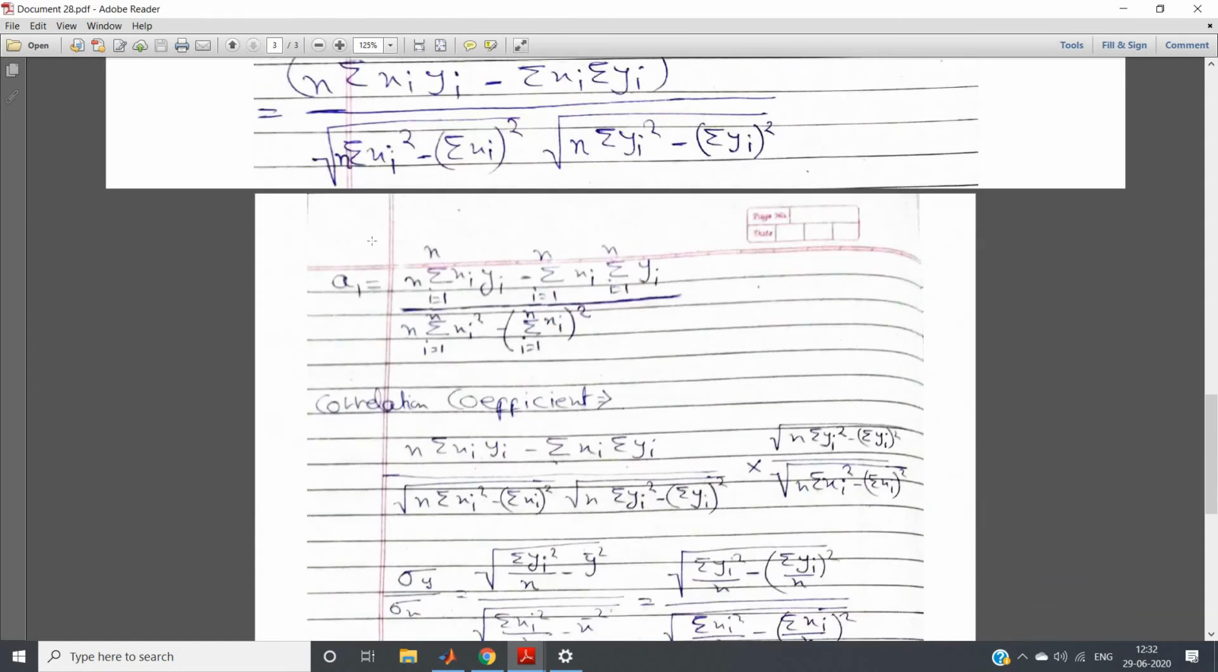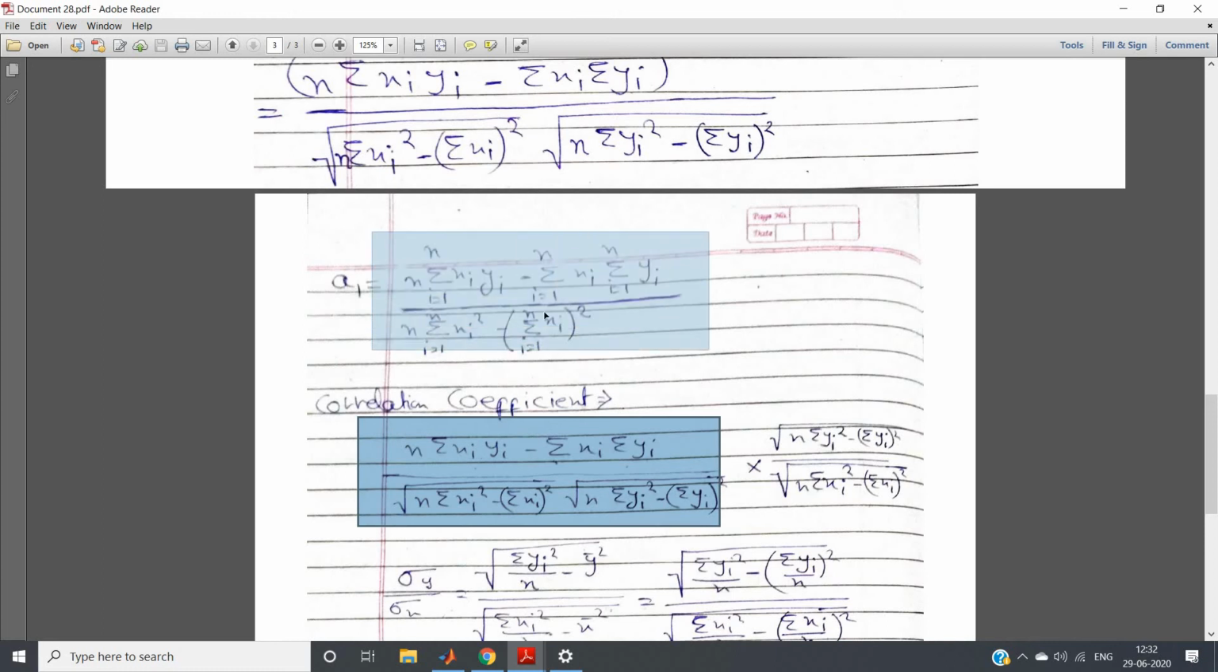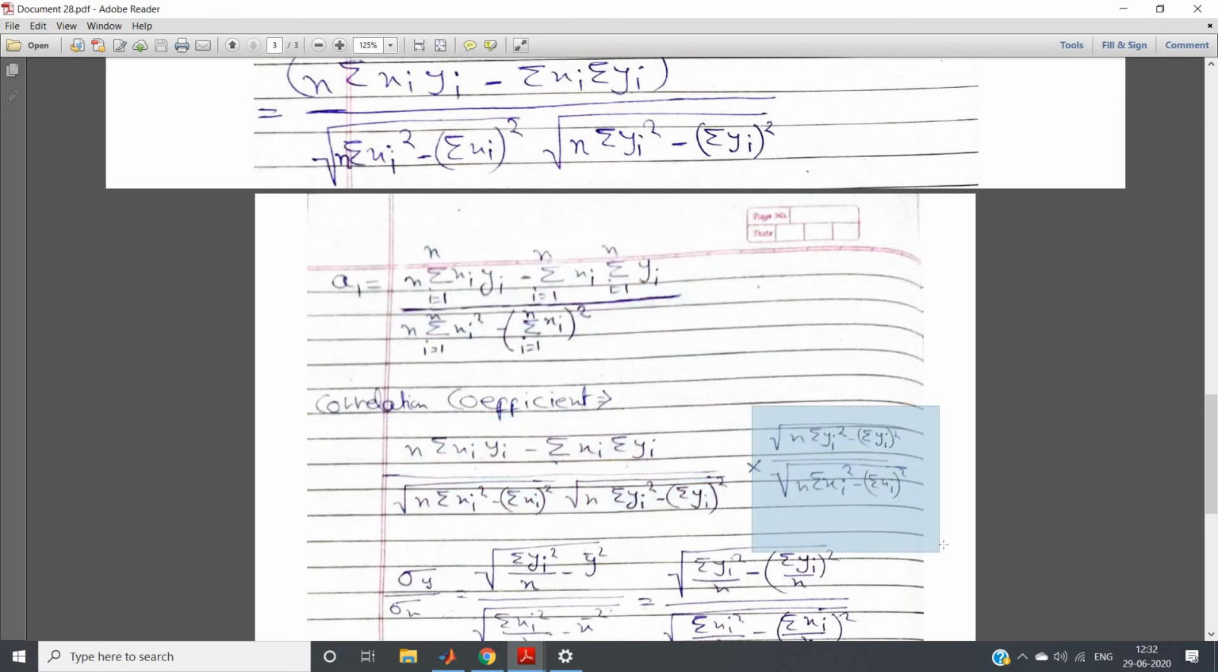Okay, so we have got our a1 value, that is the slope, with an equation like this, and our correlation coefficient is this one. See, there are some similarity. The a1 coefficient was this one and the correlation coefficient is this one. You can easily achieve the a1 coefficient if you multiply this term with the correlation coefficient. Let me explain why I am multiplying.